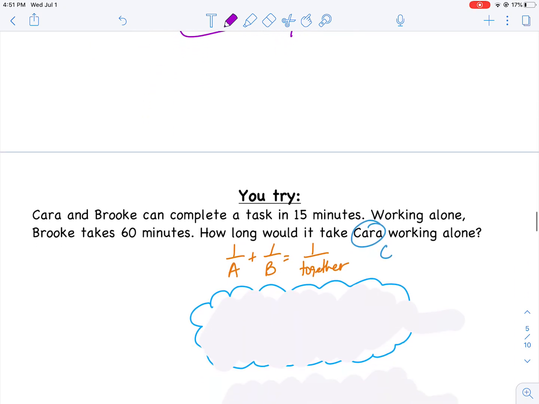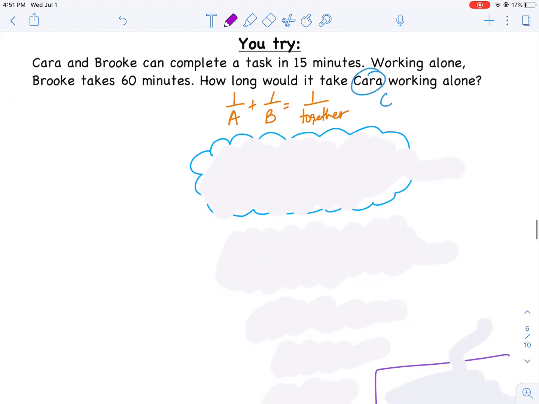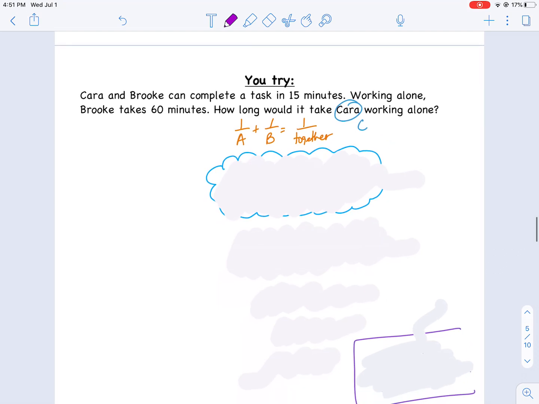All right, why don't you go ahead and practice this one? Now that we've done a couple, why don't you pause the video, take a few minutes, and see if you can figure out how to do this try it problem.